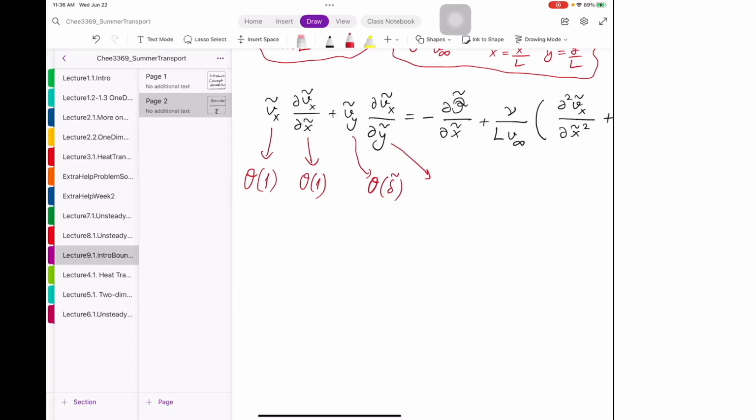And Vy tilde is in the order of delta tilde, from the continuity equation, right? And del Vx tilde divided by del y tilde will be in the order of 1 over delta tilde, because Vx tilde is in the order of 1 and y tilde is in the order of delta tilde. Because y is in the order of delta, so y tilde is in the order of delta over L, which is delta tilde. Okay.